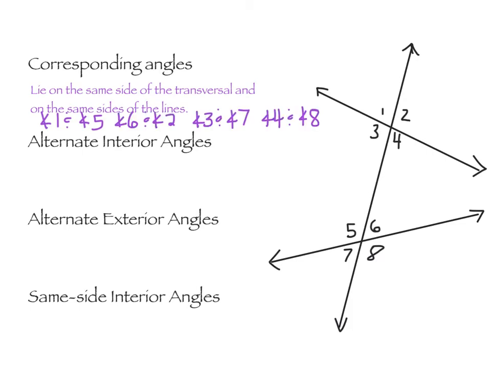I like to remember these by using capital letters. They help me remember. So I call these the F angles. The F angles. And if you look here, if I make an F, even if it's backwards, it's going to be in the armpit of the F. Those will be my corresponding.